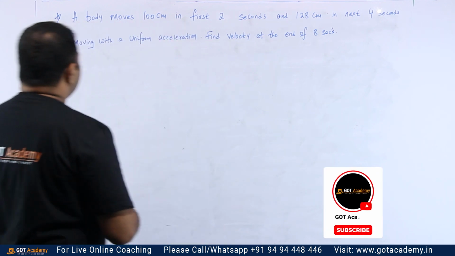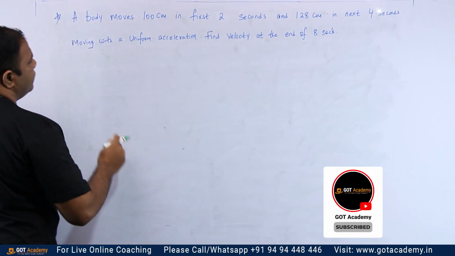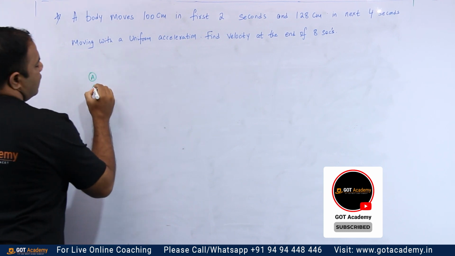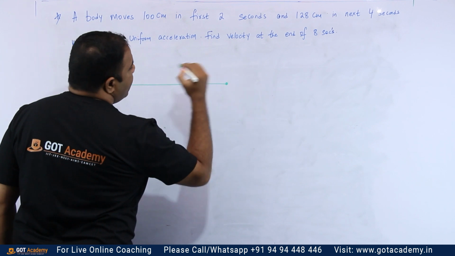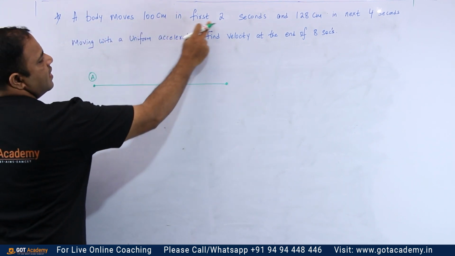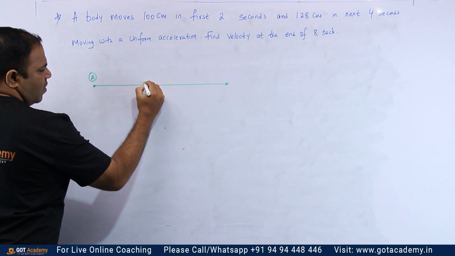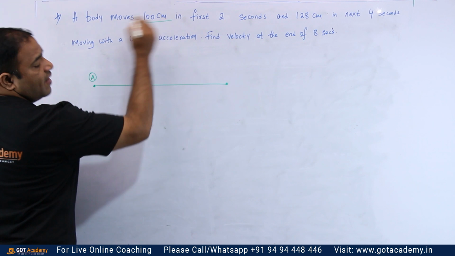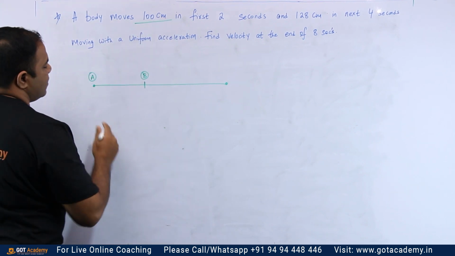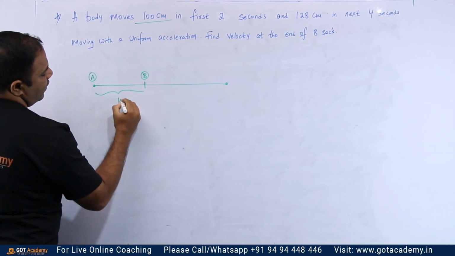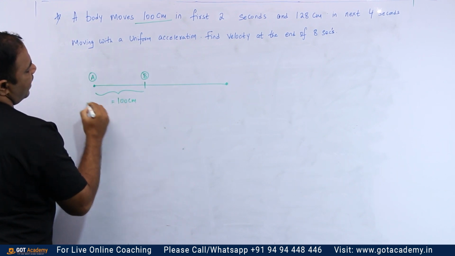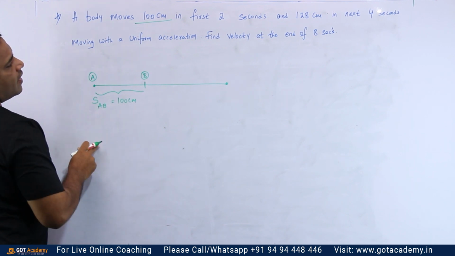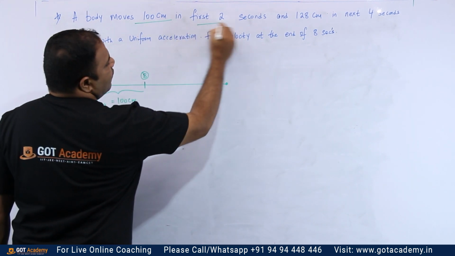So now, let me draw the diagram for this one. Here a body has started. Let me name this point as A. From here to here it has been moving. What is it saying? A body moves 100 centimeters in the first 2 seconds. So this point, let me name it B, and the distance from A to B, as given in the question, is 100 centimeters. Let me write the distance, that is S, from A to B is equal to 100 centimeters. This happens in the first 2 seconds.